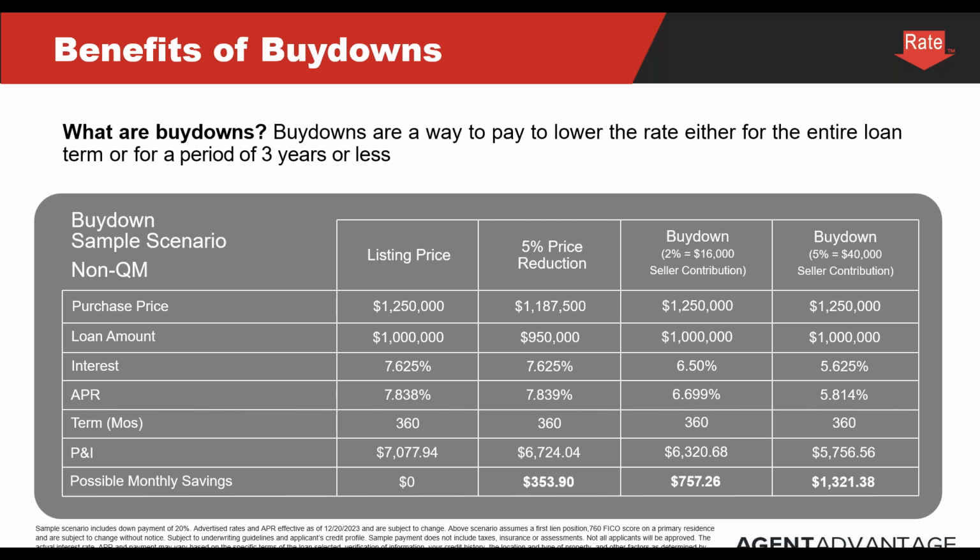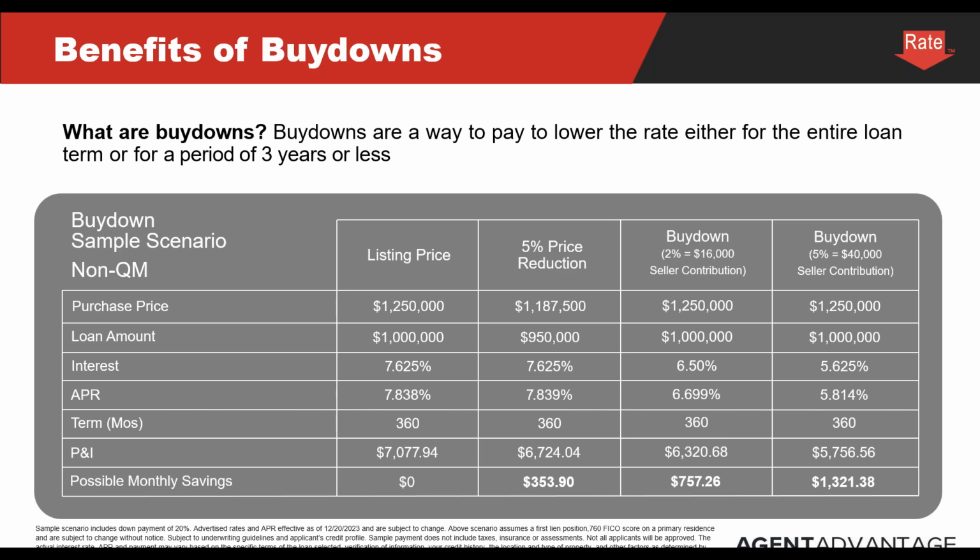Now, if you agreed to do a seller concession toward a buy down and you just did it for 2%, which is only going to be $16,000, which is way less money than that 5% price reduction, you're going to save the borrower $757.26 a month for the life of the loan. The entire life of the loan. Whoa, right? I mean, that's pretty amazing.